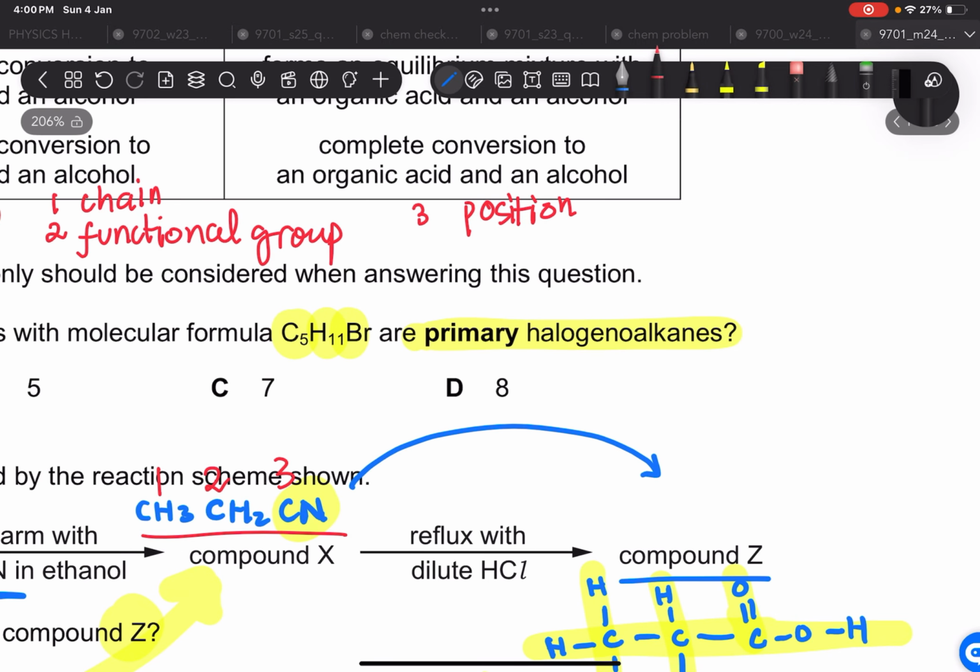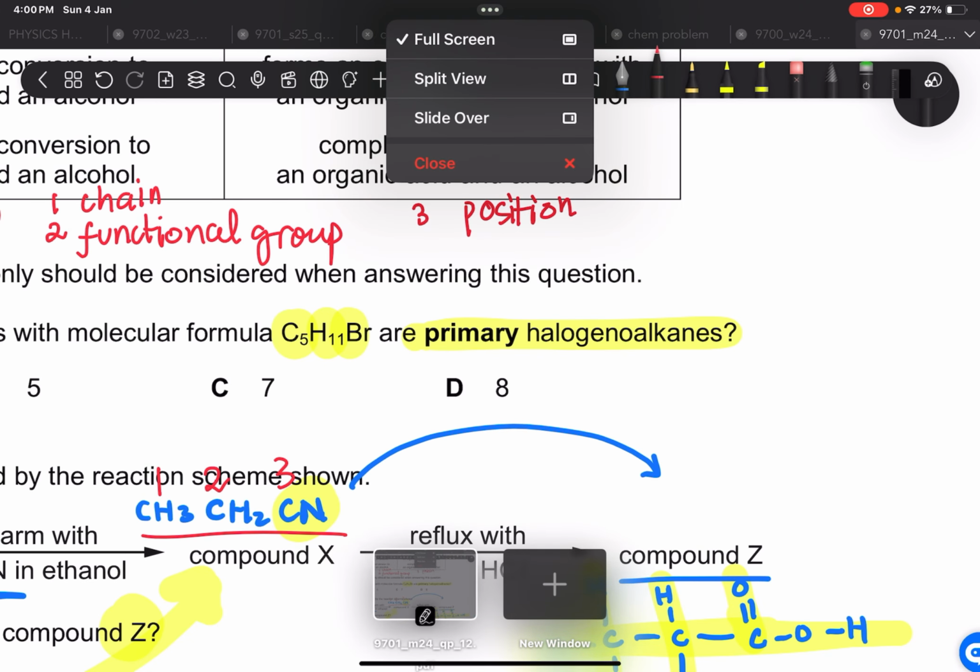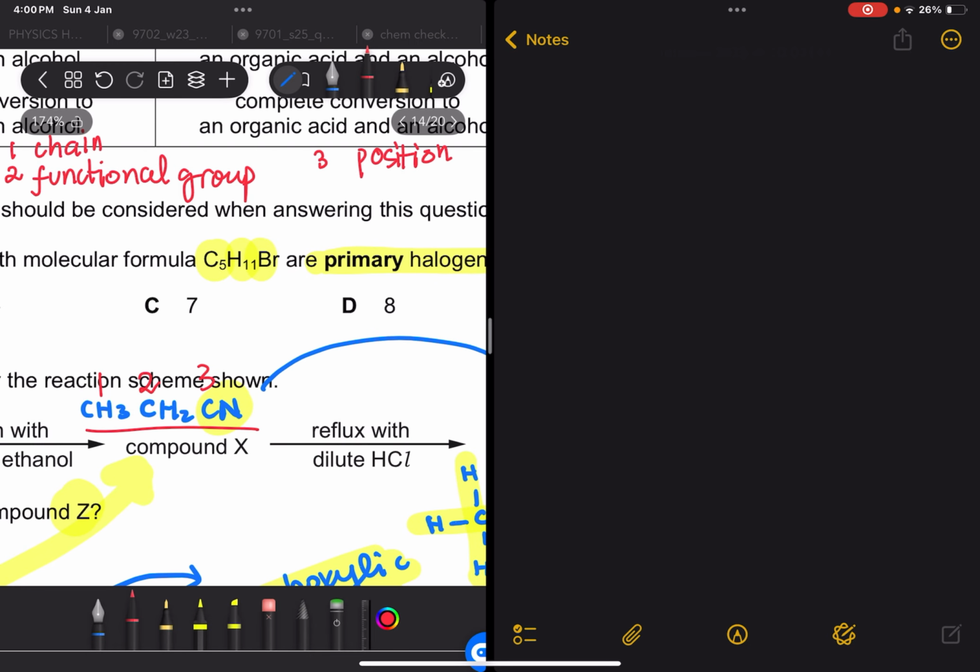So C5H11Br. So what are we gonna do? Okay. So let's try to draw it with, first we're gonna see for position.